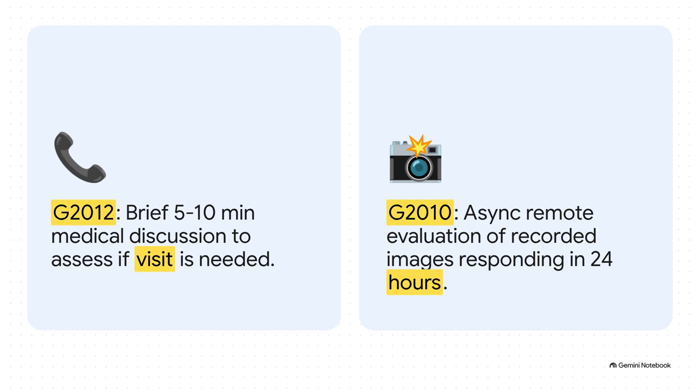Up top, we have G2012. This is a brief, synchronous, meaning real-time communication. Usually it's a quick 5 to 10 minute phone call that is again initiated by an established patient. The whole goal of G2012 is simply triage. The provider is just trying to determine, hey, does this patient actually need to come in for a full visit?